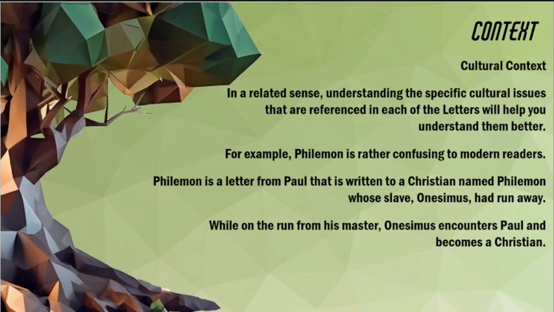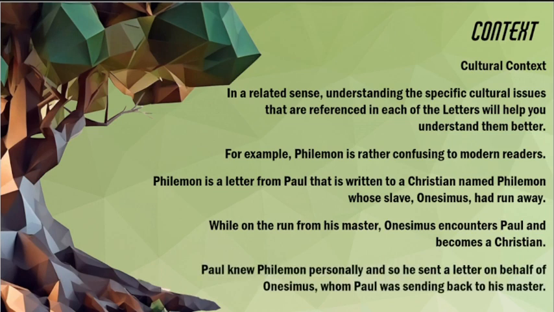Paul actually knew his master Philemon personally, and so he sent a letter on behalf of Onesimus, sending him back to his master. Paul was sending Onesimus back, and he writes this letter to Philemon, basically defending Onesimus. He's mediating on behalf of Onesimus here.